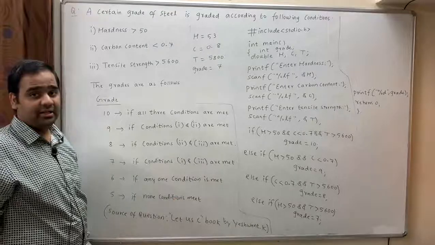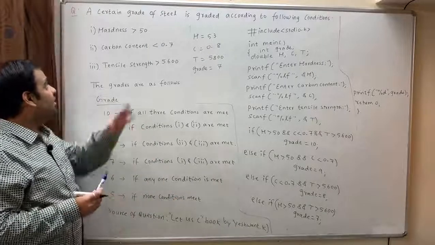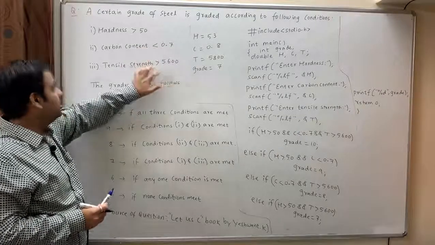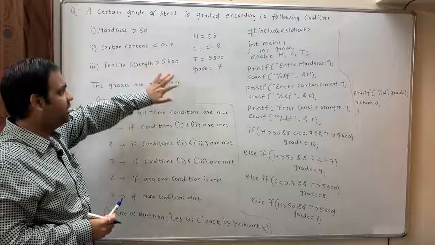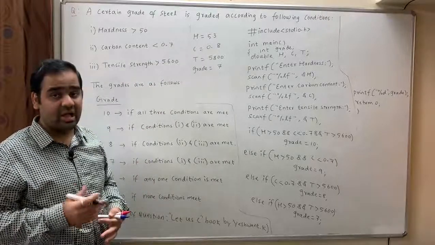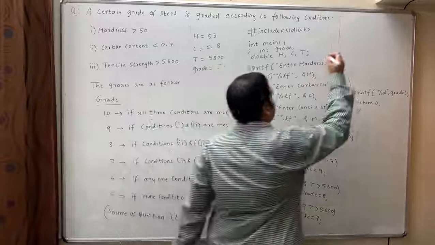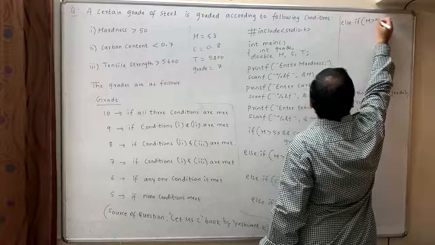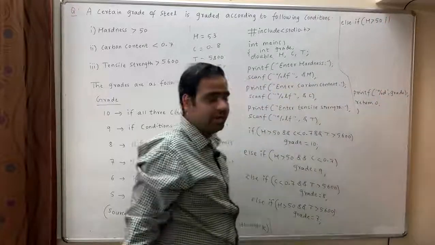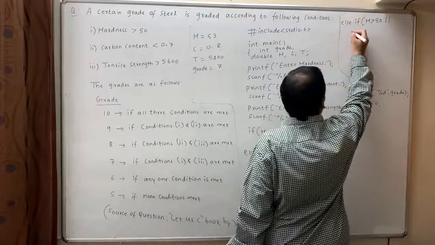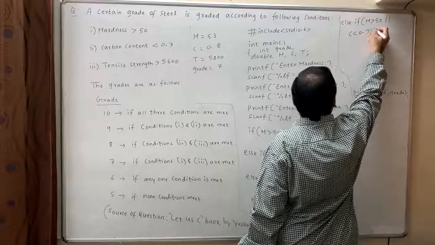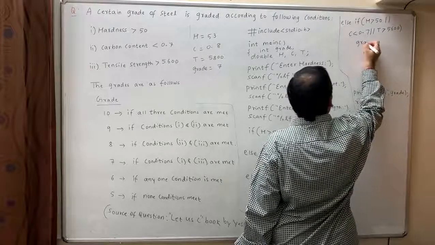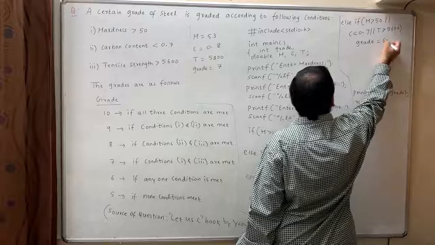If any one condition is met, that means either hardness should be greater than 50 or carbon content should be less than 0.7 or tensile strength should be greater than 5600, then we say grade is 6, either of any one of those conditions. Hence we write here else if hardness is greater than 50 or, it is or, right? What is the next thing? Carbon content less than 0.7 or tensile strength greater than 5600, then we say grade is equal to 6.